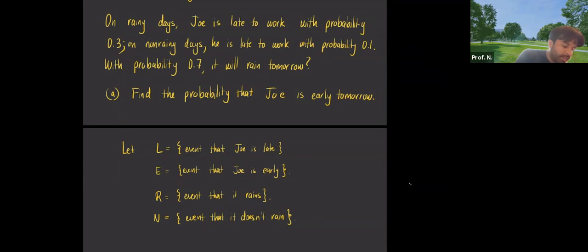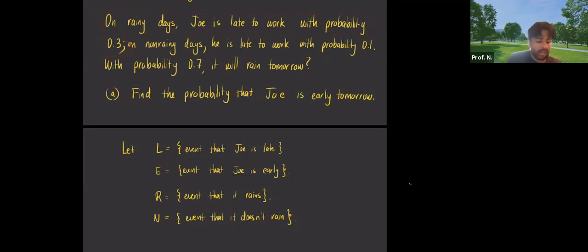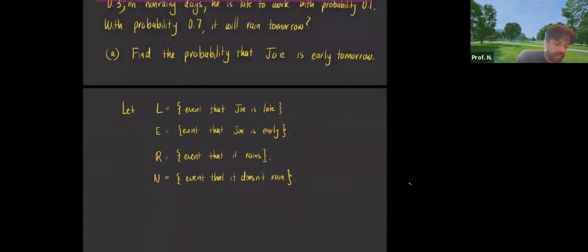And what information do I have? It says on rainy days, he is late to work with probability 0.3. How do I break this down? How would I express this first phrase here? On rainy days, Joe's late to work with probability 0.3. Given these events that I've just delineated, how would I express that first statement? I'm going to call this one. So how would I write one?